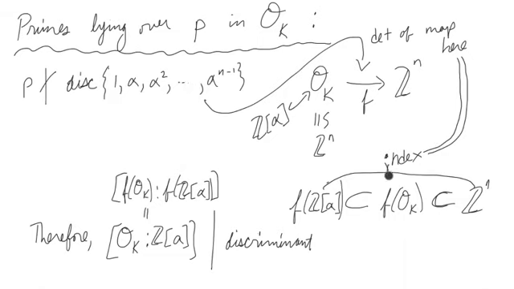So what do we get from that? We get that the index of the image of Z[alpha] in the image of O_K divides the index, which is equal to the discriminant. And because f is an isomorphism, the index of Z[alpha] in O_K will divide the discriminant. So if p doesn't divide this discriminant, then it definitely won't divide this index. So how can we use that?